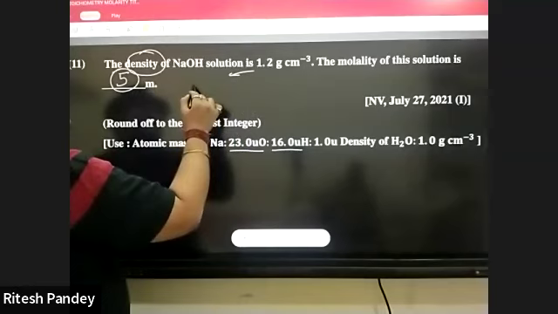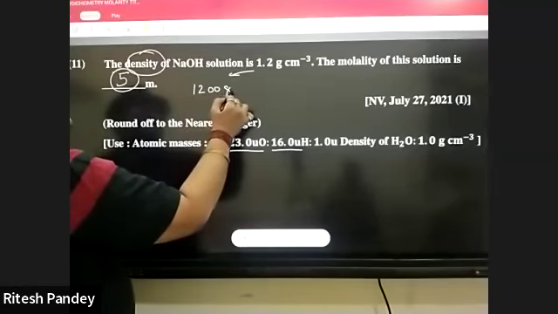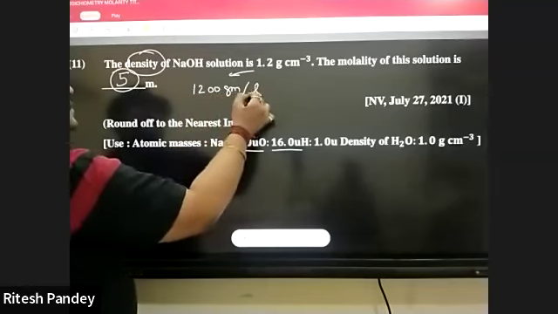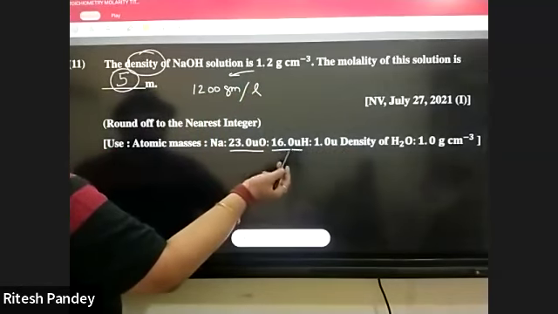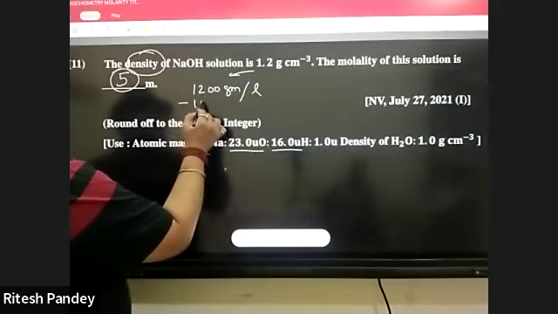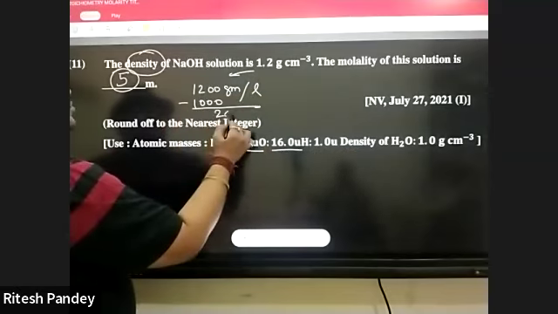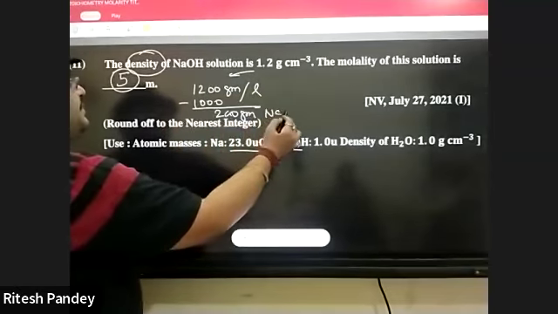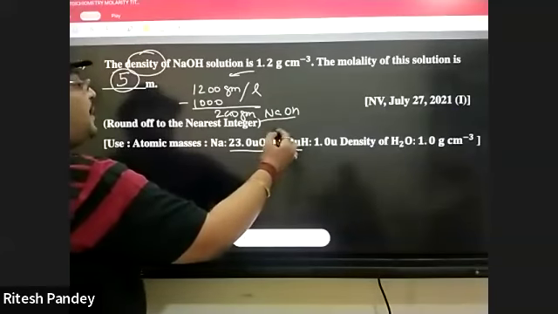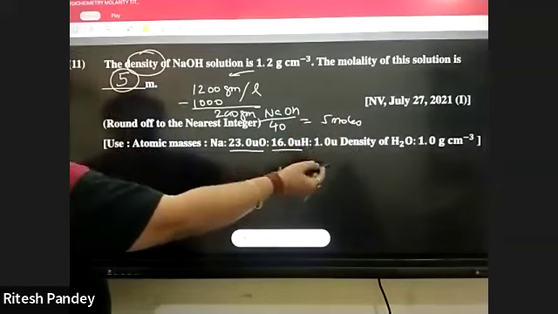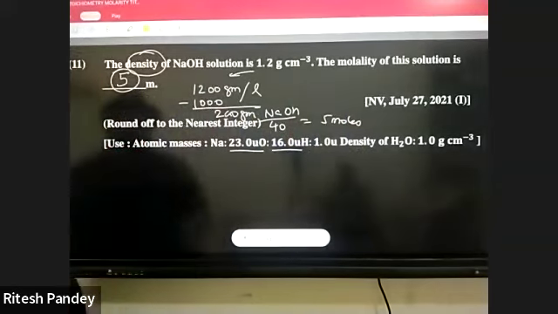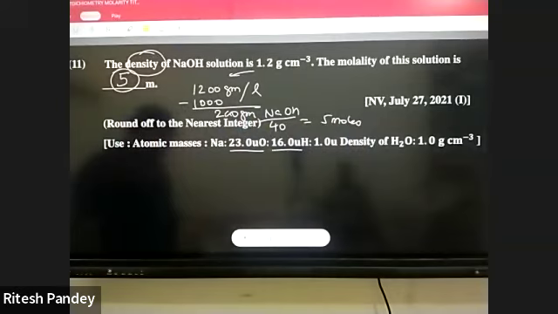So 1.2 gram per centimeter cube is 1200 grams per liter. Assuming water density is 1 gram per ml, there is no change in volume. So 1200 minus 1000 will give you 200 gram of this solute. Now 200 gram of NaOH, divided by 40, will give you 5 moles. Now 5 moles in 1000 grams is 5 molal. And we'll want to move on.